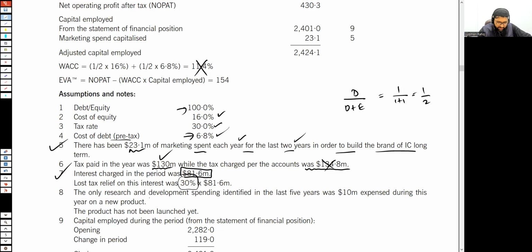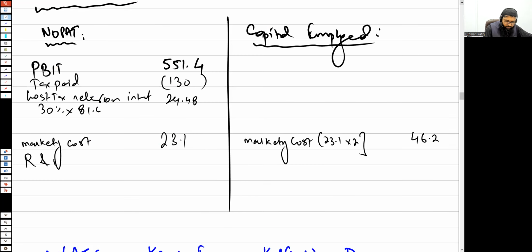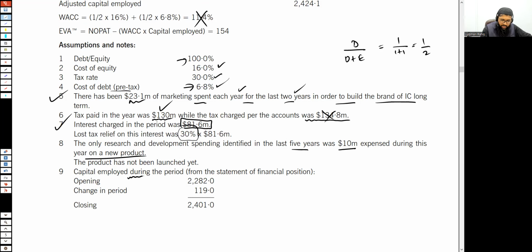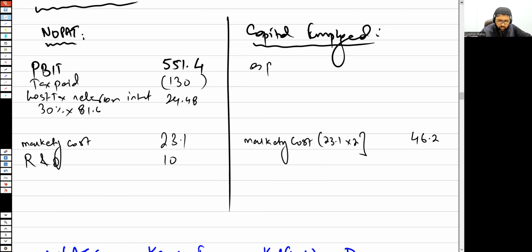Then it says the only research and development spending identified in the last 5 years was 10 million expensed during this year on a new product. R&D cost of 10 million has to be added back. The product has not been launched yet. The capital employed during the period was this. The opening is this. Change in the period is this. As per SOFP, 2282.